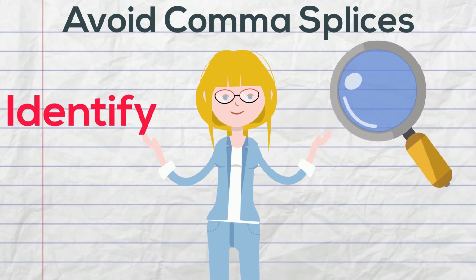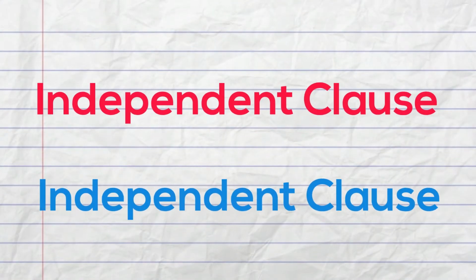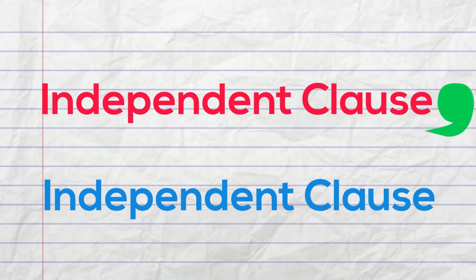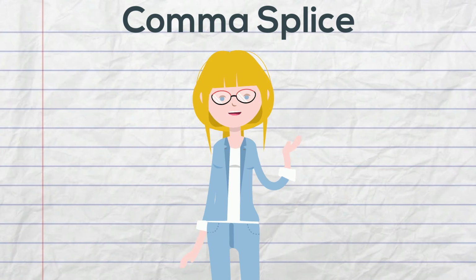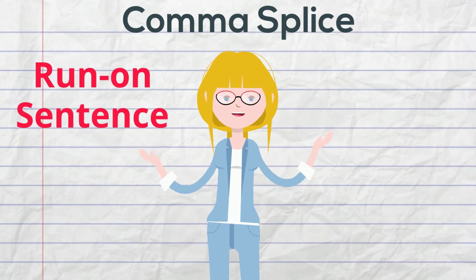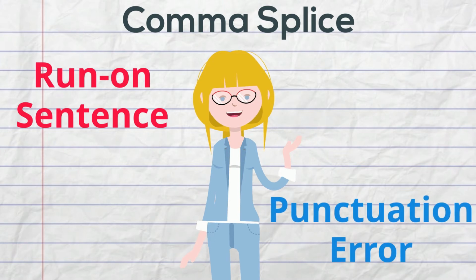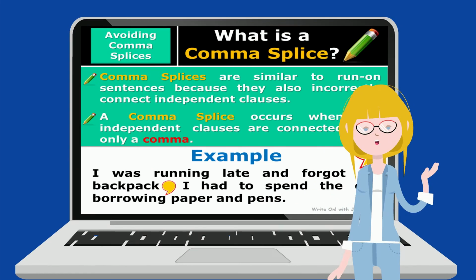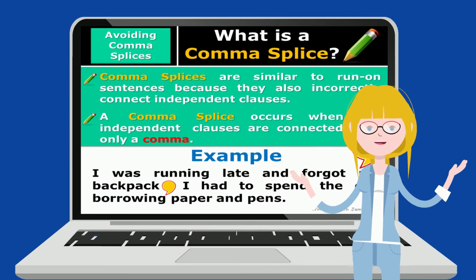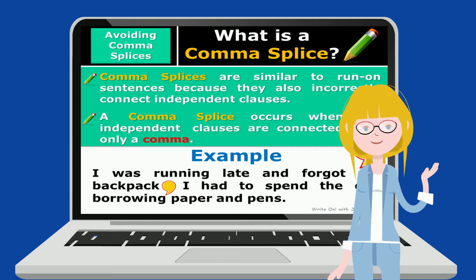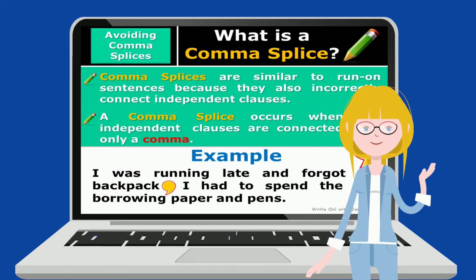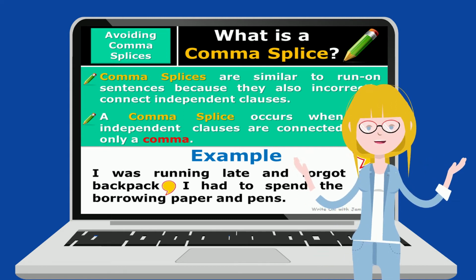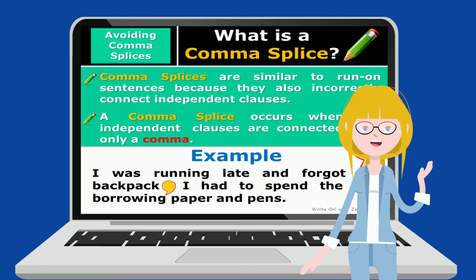Let's take a look at comma splices. When you join two independent clauses with a comma and no conjunction, it's called a comma splice. Some people consider this a type of run-on sentence, while other people think of it as a punctuation error. Comma splices are similar to run-on sentences because they also incorrectly connect two independent clauses. A comma splice occurs when two independent clauses are connected with only a comma.